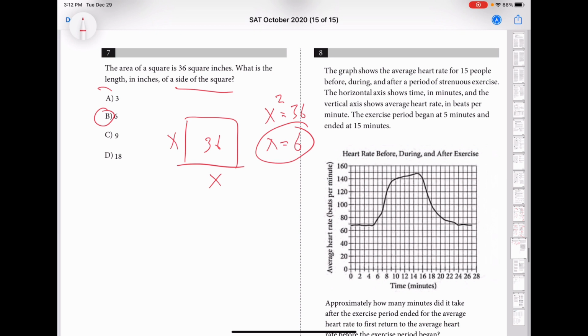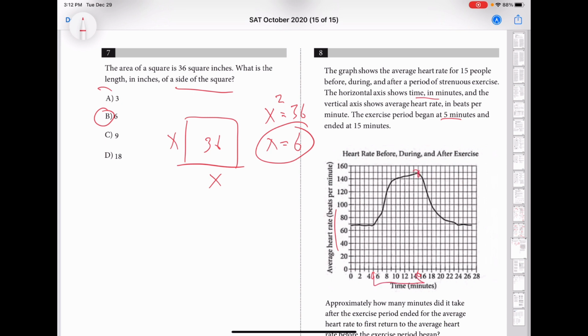Number 8, the graph shows the average heart rate for 15 people before, during, and after a period of strenuous exercise. The horizontal axis shows time in minutes, and the vertical axis shows average heart rate in beats per minute. The exercise period began at 5 minutes and ended at 15 minutes.